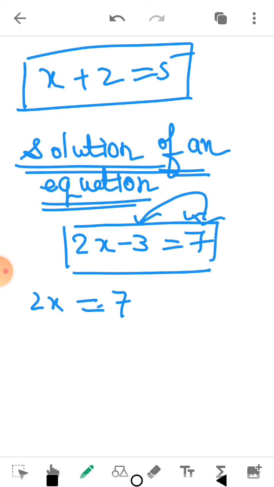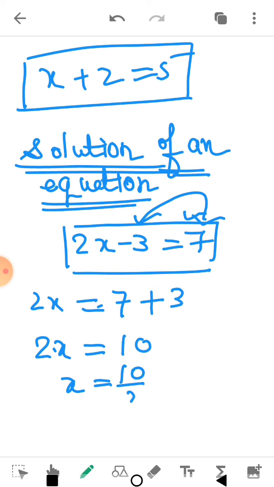After transposing any number or any variable, the sign will be changed. That means minus 3 becomes plus 3, implies 2x is equal to 7 plus 3, that means 10. And finally, multiplication becomes division at the right side. That means 2 becomes division by 2, and 2 fives are 10. Answer will be 5.